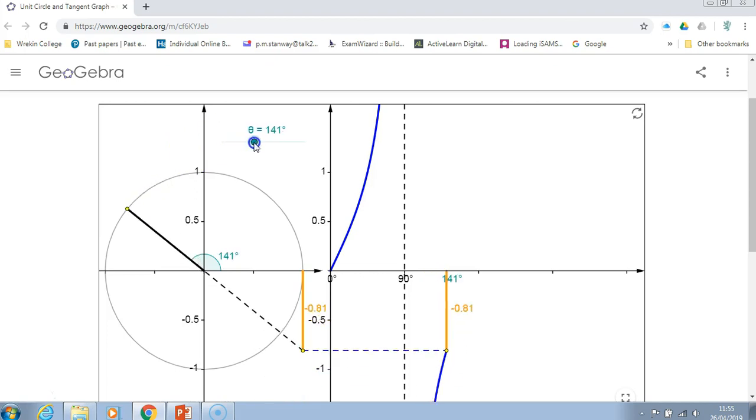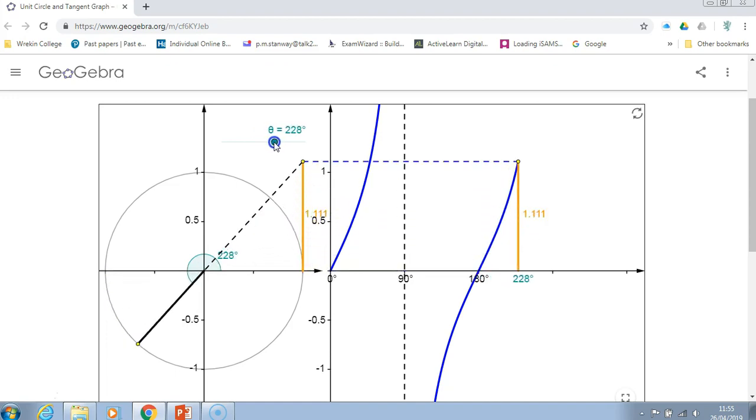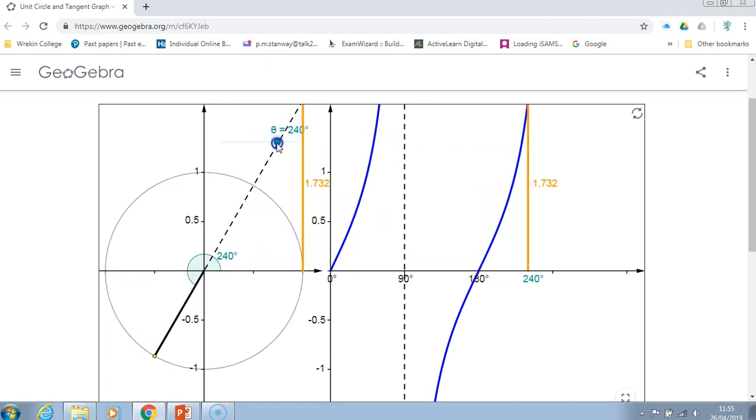And as we come down here, what we're finding now is that we're getting closer and closer to 0, because what's happening is the opposite side, this distance here, is getting shorter and shorter, and when we get to 180, our opposite side is 0. So that's why it's at 180. And then keep going, and you can see the same thing happening again with how the opposite side and the adjacent side are interacting with each other.